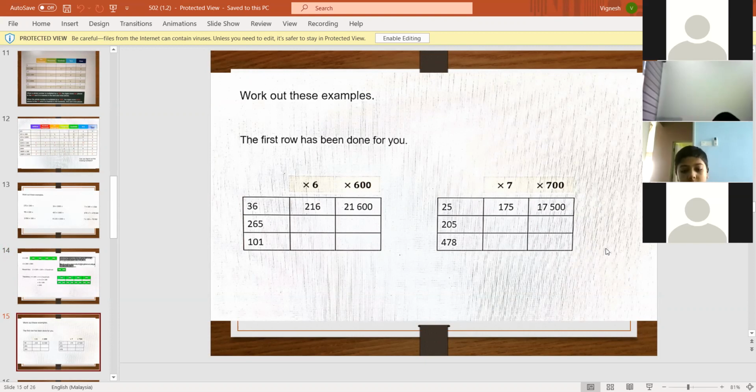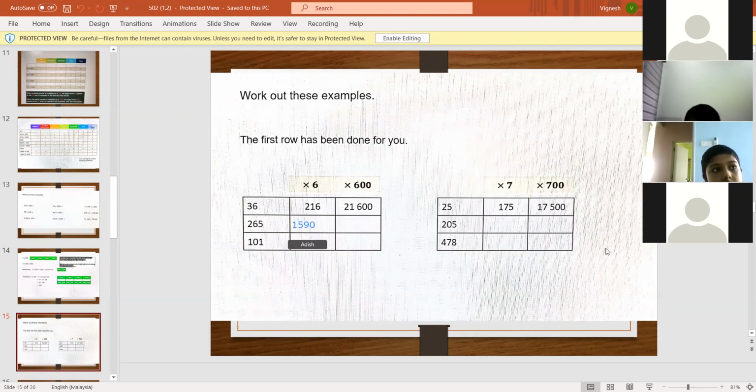What is your answer if you multiply 265 by 6? Faster, please. 1,590.